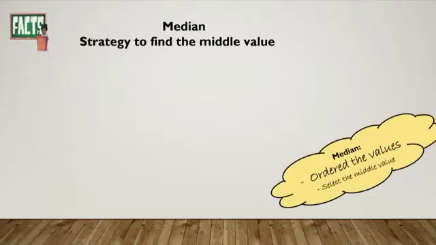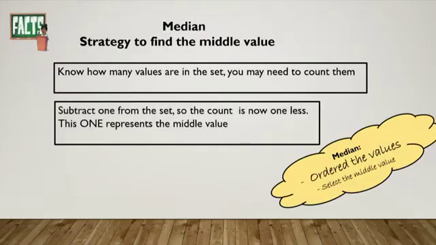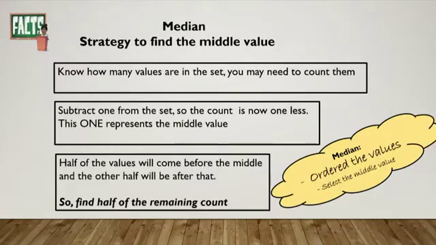All right, here's a strategy that I'm suggesting that you could use to find the middle value, the median value. There are other suggestions, but let us look at this one. You need to first know how many values there are in the set. You may need to count them, or sometimes a question may tell you how many values you have. Then you subtract 1 from the count. This one will represent the median value, the middle value.